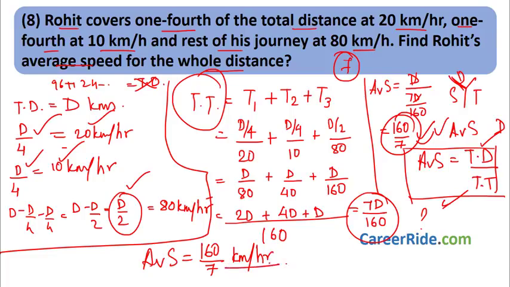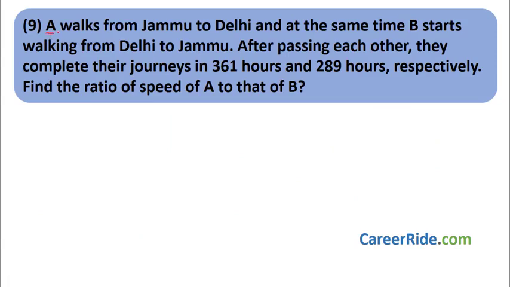Moving to question number 9. A walks from Jammu to Delhi and at the same time B starts walking from Delhi to Jammu. After passing each other, they complete their journeys in 361 hours and 289 hours respectively. Find the ratio of speed of A to that of B.